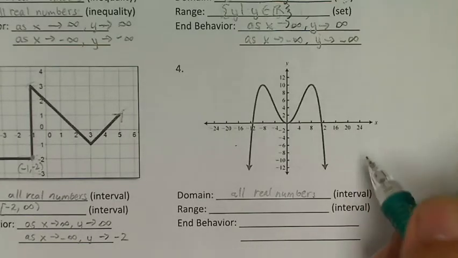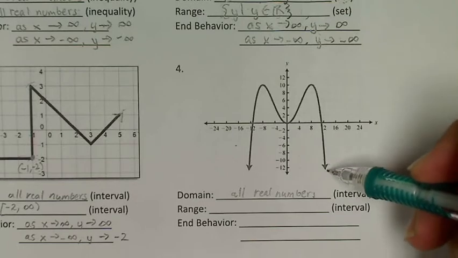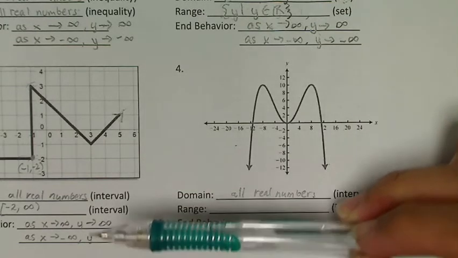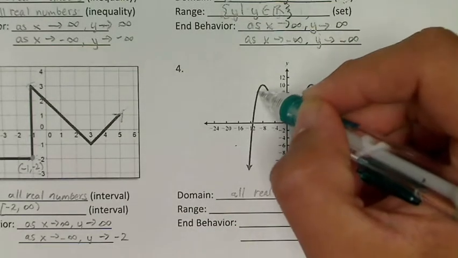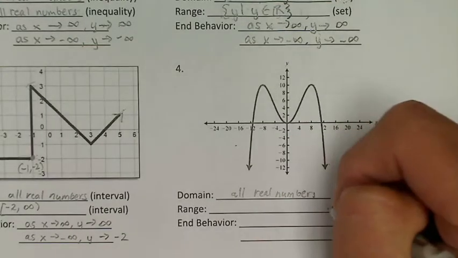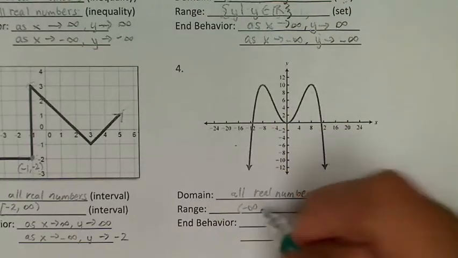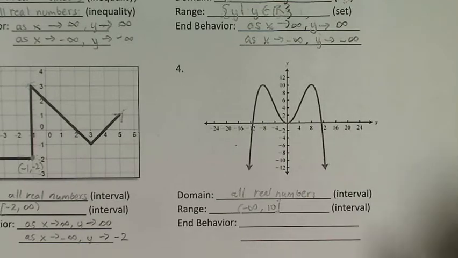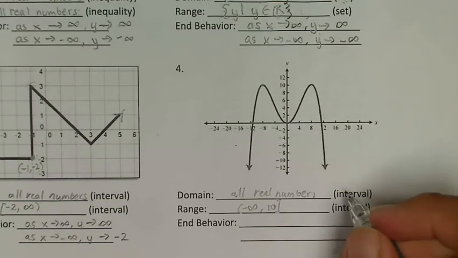And our range, if we look, it starts at negative infinity because it's going to go down forever. So our lowest y value is going to be negative infinity. But the highest y value is not positive infinity because these are the highest points. So 10 is going to be our highest point. So our interval notation is going to be from negative infinity to 10. And we have a bracket on 10 because there's no open dot there.